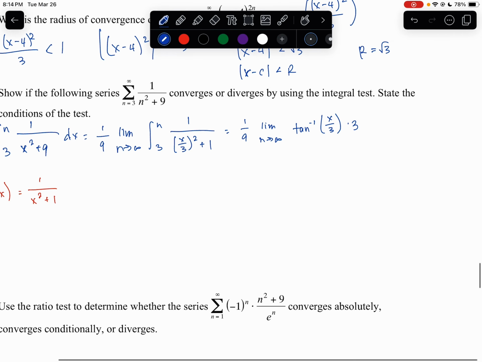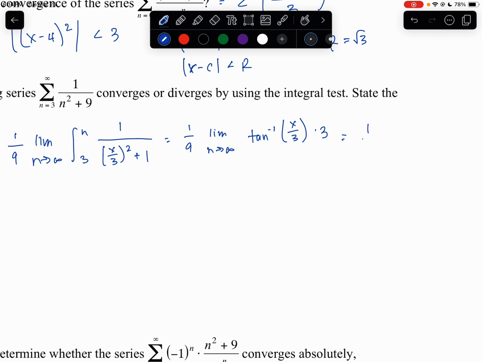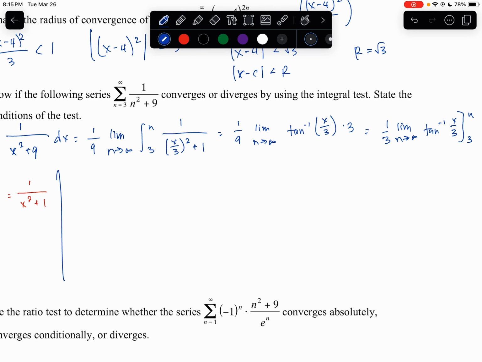Alright, so I'm also going to bring that 3 out there. That's going to make it 1/3 times the limit as n approaches infinity of tangent inverse of x over 3, evaluated from 3 to n. So let's plug in. I have 1/3 limit as n approaches infinity. If I plug in n, that's going to be tangent inverse of n over 3 minus tangent inverse of 1.